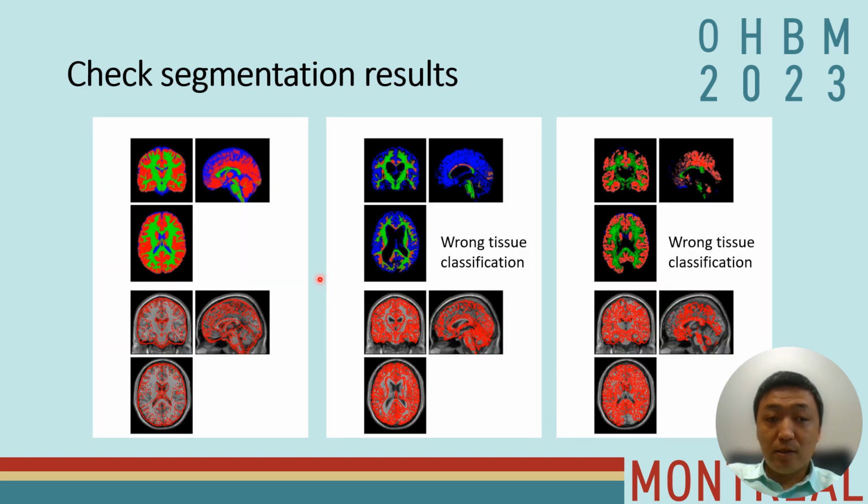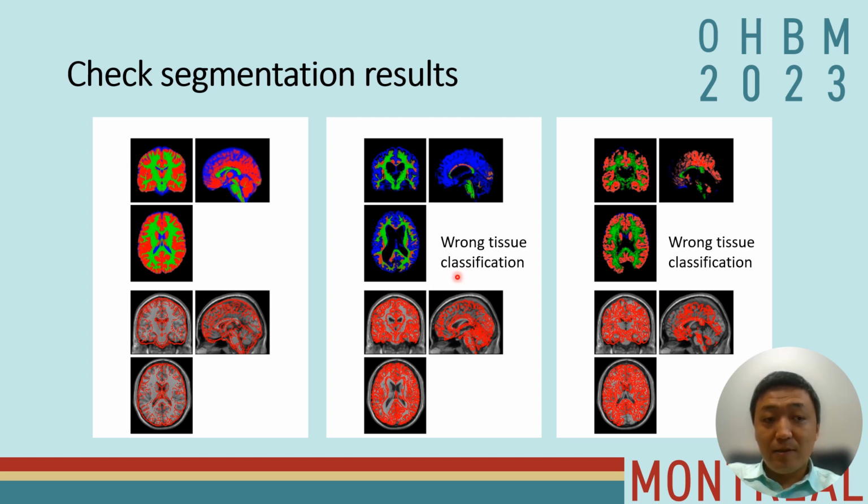Here are some more results from the segmentations. I feel that it would be very helpful to show the results in MNI space so that we can check these results across different subjects. On the left is a good example where the brain tissue is correctly classified into gray matter, white matter, and CSF. And the remaining two subjects have some issues.